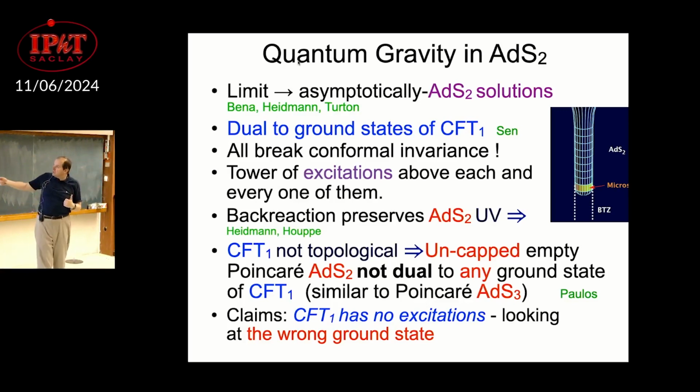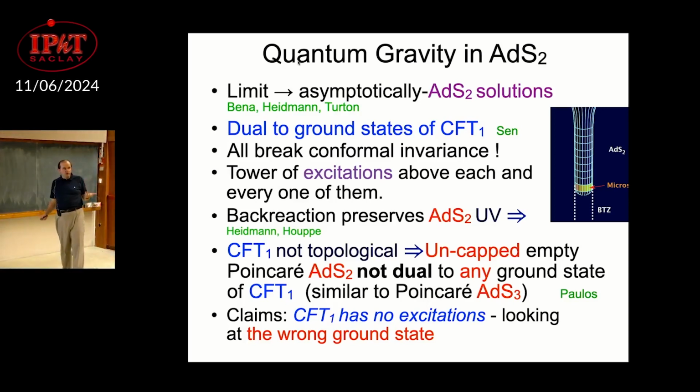Problem number one, these ground states, all of them break conformal invariance. So this is one thing: people who do CFT1 normally look around global AdS. These ground states of the CFT1, which are all supersymmetric, they all break conformal invariance. Moreover, they all have excitations. You can actually look at excitations around them, both in perturbation theory and you can also do the full backreaction. That's what Pierre and Anthony Houppe did.